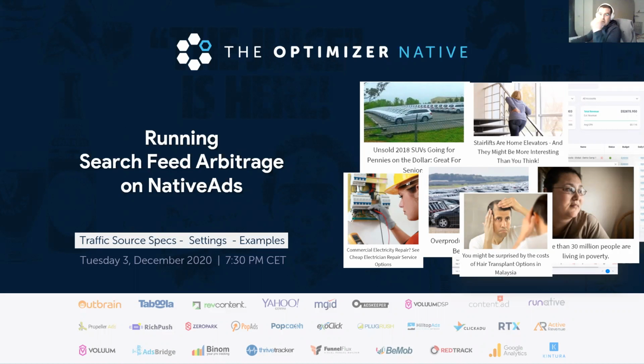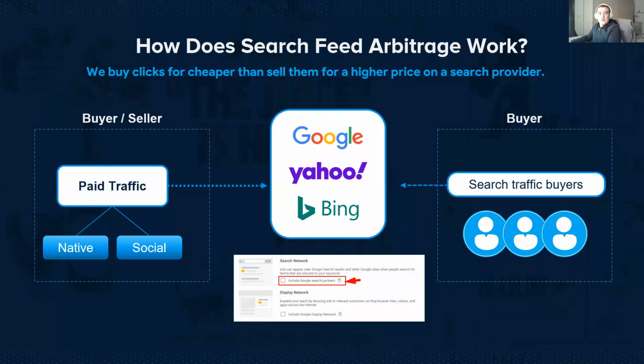So first off, I would like to start with how search feed arbitrage works and how we benefit from it. Practically, search feed arbitrage is the process of buying clicks for cheap, then selling them at a higher price to the search provider.